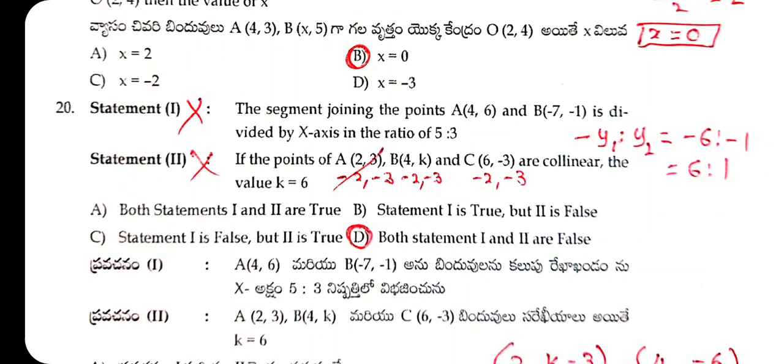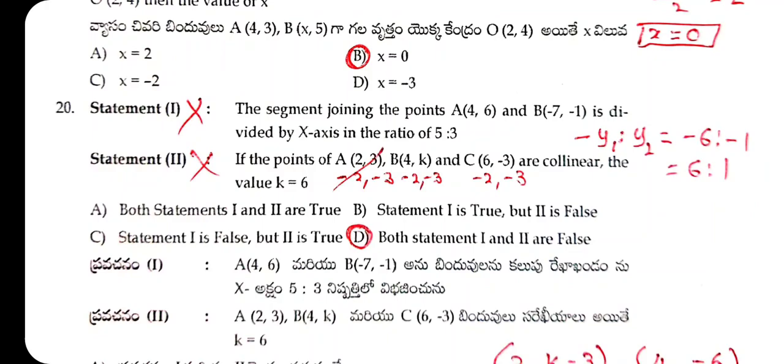Next, the segment joining these 2 points is divided by the x-axis in the ratio 5:3. This is absolutely wrong, because for the x-axis dividing, the ratio is minus y1 to y2. So here minus 6 to plus 1, so here 6 to 1. But there is no such option, so that's wrong.